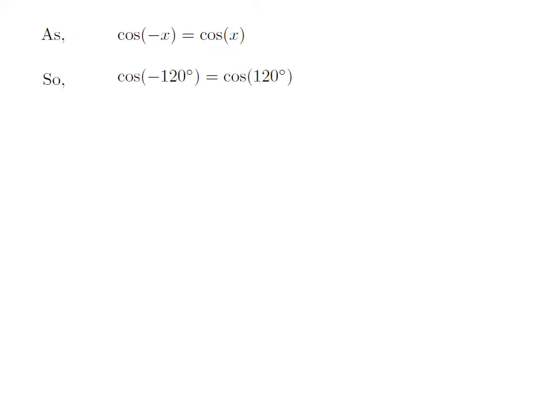Let us apply the above identity for cosine of minus 120 degree. Here x is 120 degree. So cosine of minus 120 degree is equal to cosine of 120 degree. As 120 degree is equal to 90 degree plus 30 degree, so cosine of minus 120 degree is equal to cosine of 90 degree plus 30 degree.